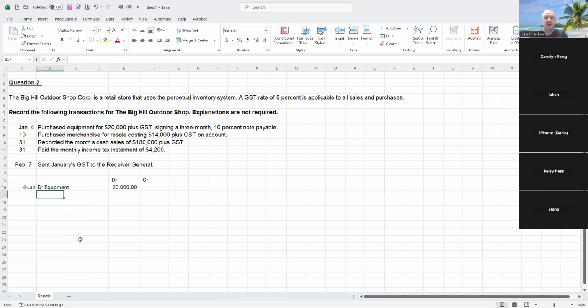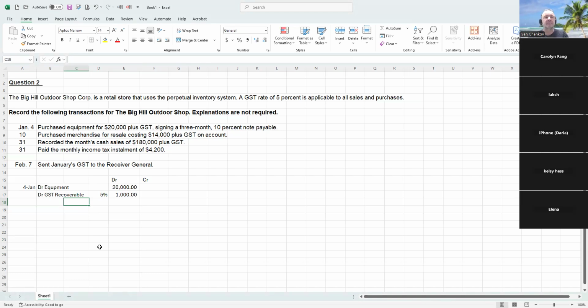GST. Let's do the GST debit. GST recoverable. How much will that be? That will be 5% of the above, right? So how are we going to calculate it? 20,000 times 5% is 1,000.